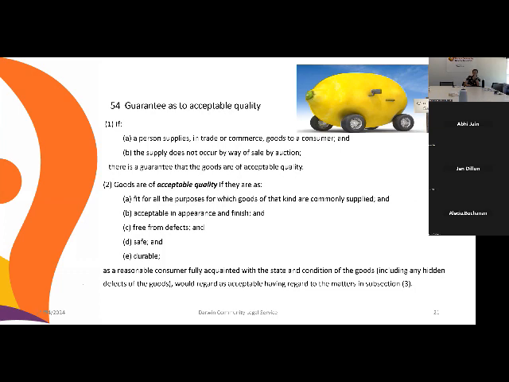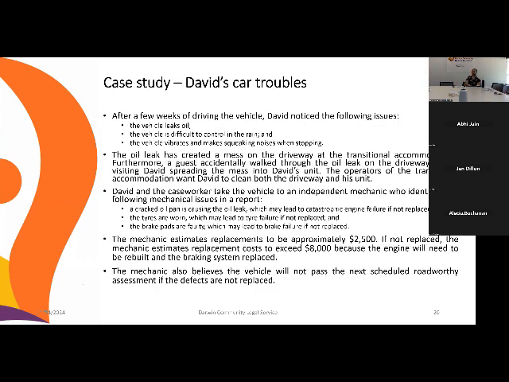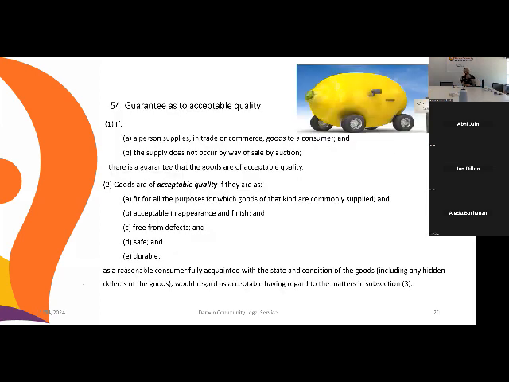It needs to be free from defects. So we've got lots of defects. We've got the superficial defects, but we've also got the ones that we just covered: cracked oil pan, worn tires, faulty brake pads. Is it safe? Well, we know what the likely answer is.